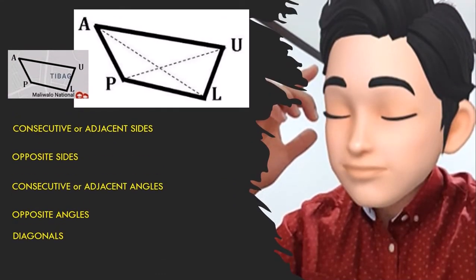You also need to master these terms: consecutive or adjacent sides. These are sides with common vertex. Using the given quadrilateral, our consecutive or adjacent sides are side PA and side AU. By the way, that straight bar or line placed above the letter is called overline or vinculum. We use that as a way of telling that we are dealing with side or line segment.